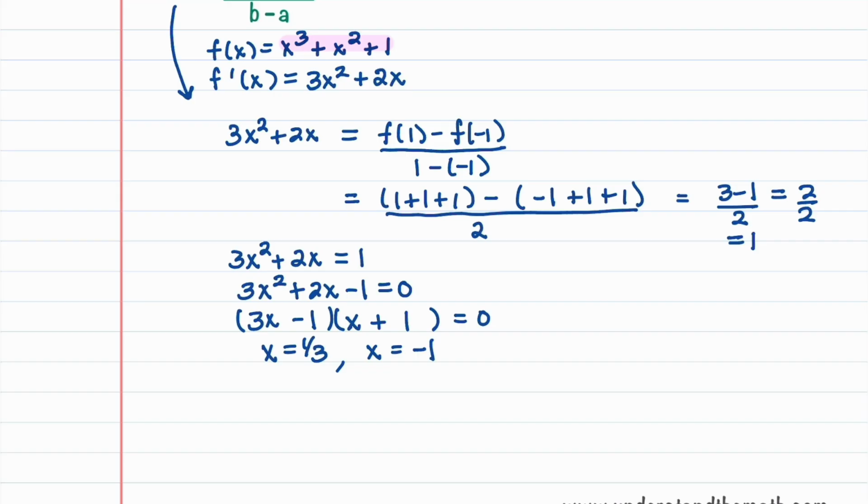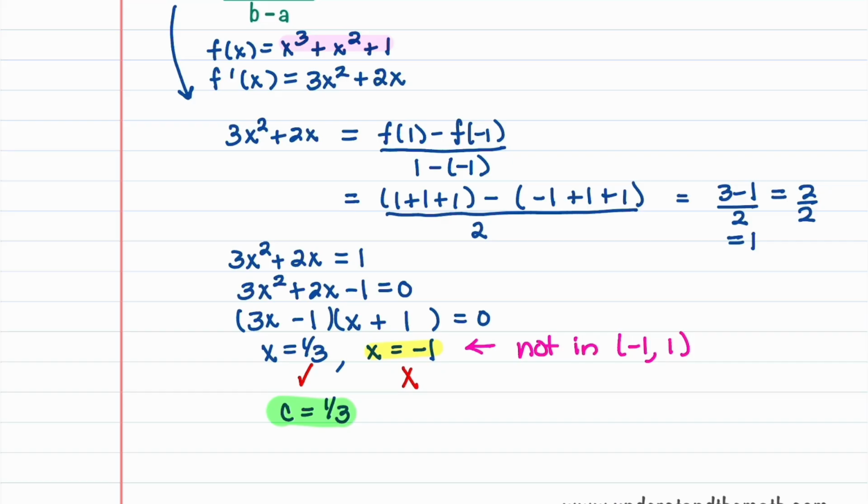The conclusion of the mean value theorem says that f prime of c is f of b minus f of a over b minus a, but that is only valid in the open interval. So let's notice down here that this point is not in the open interval from minus 1 to 1. It is an endpoint. So this point will not work. And this is the point that satisfies the mean value theorem. So our answer is going to be that c is equal to 1/3.